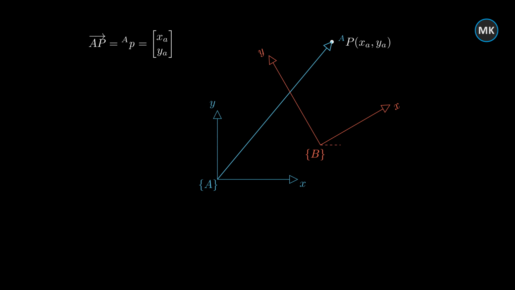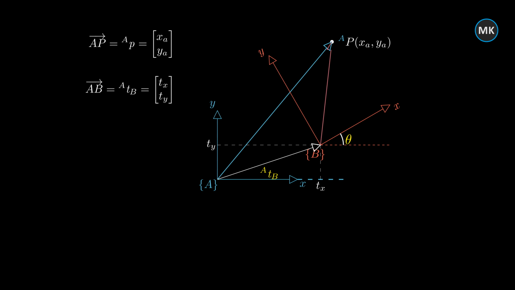Figure shows a red coordinate frame B that we wish to describe with respect to the blue frame A. The origin of B is translated by t sub x along the x-axis and by t sub y along the y-axis of A, and the frame is rotated counterclockwise by an angle theta. The coordinates of point P, when expressed in frame B, are x sub B and y sub B.